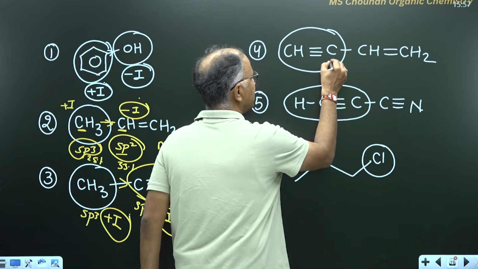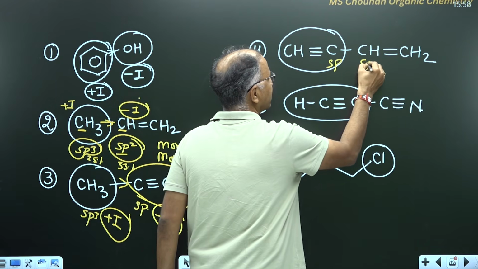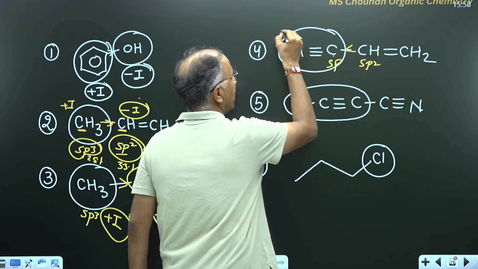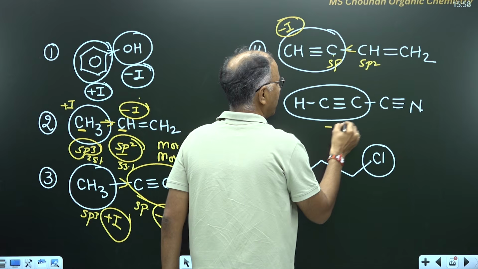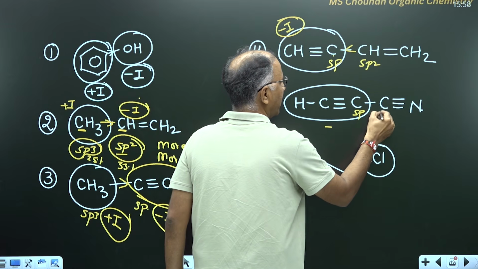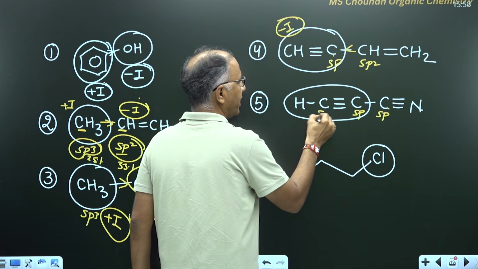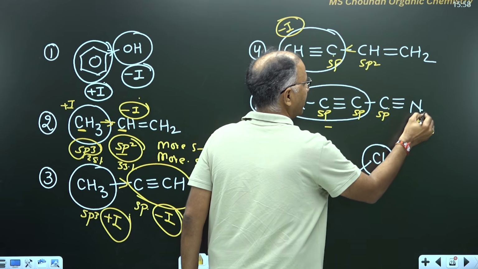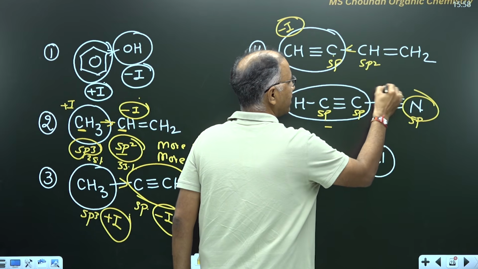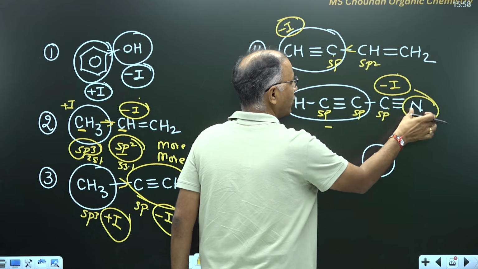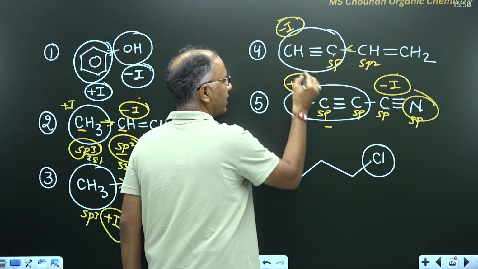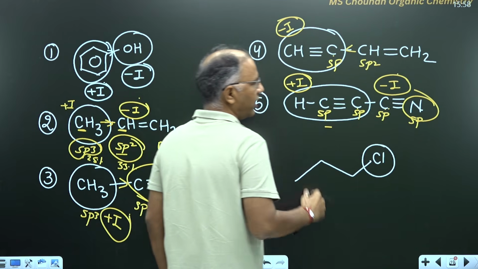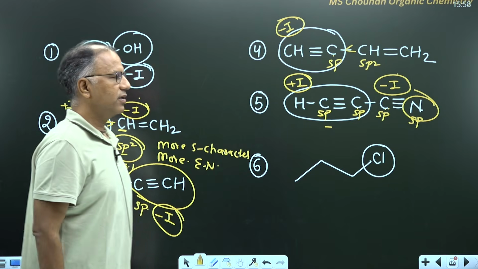Similarly, in the fourth, this is sp hybridized and this is sp2. This means more electronegative, minus I. Now in the fifth, this is sp and sp, they are common. Again sp and again sp, but nitrogen is more electronegative. This means it will show minus I because of the more electronegativity of nitrogen, and this will show plus I. If the first atom is common, then we'll go for the next atom.